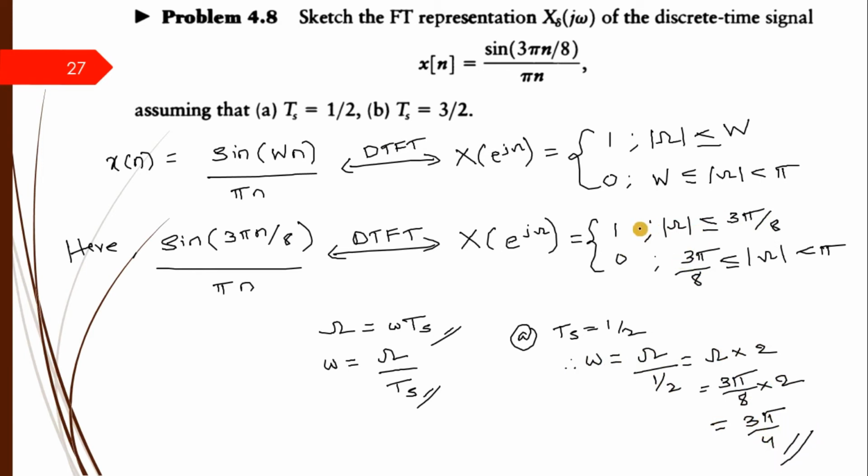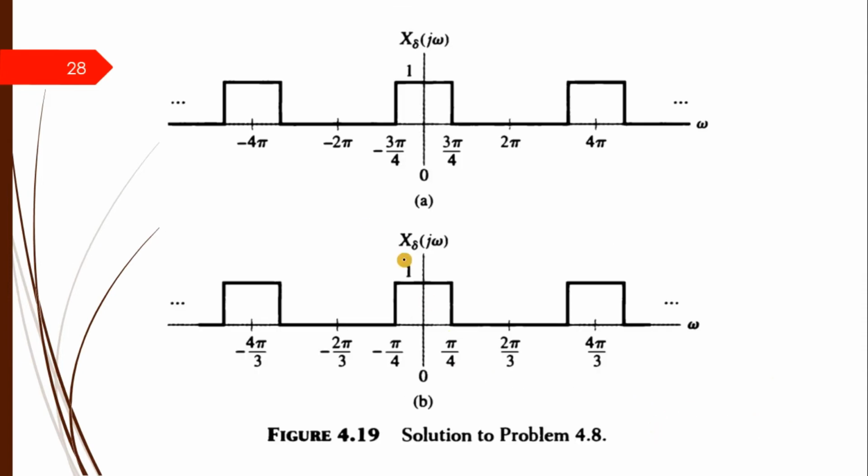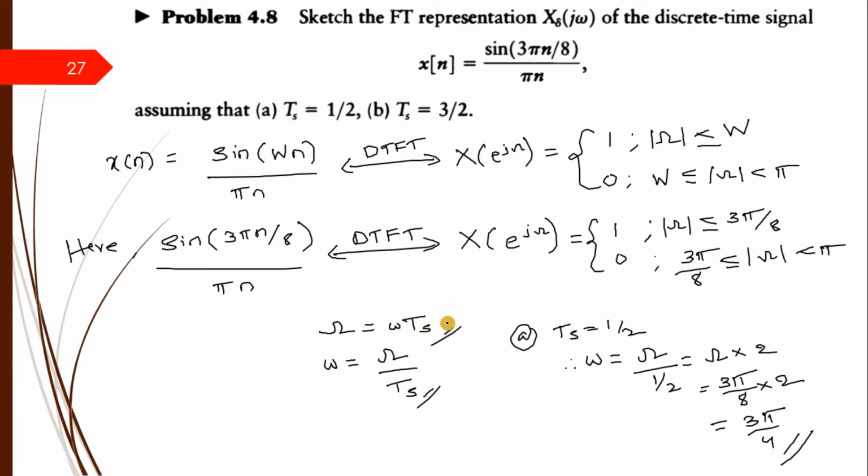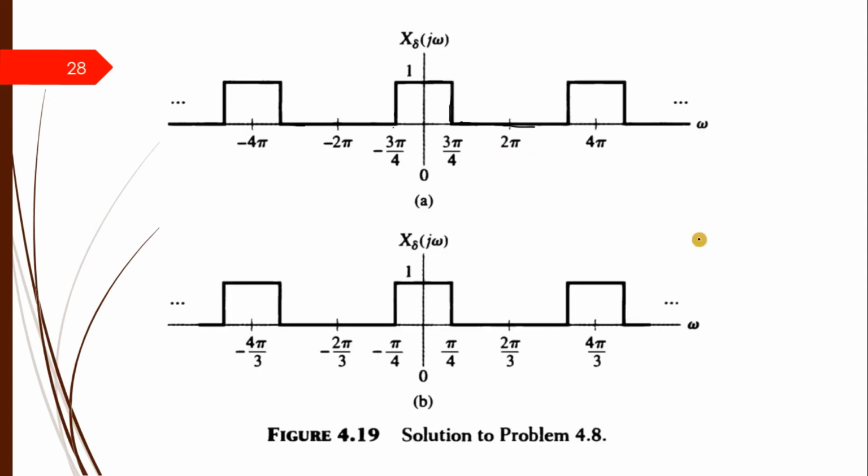So the rectangular pulse should be drawn such that it should stay 1 for omega less than or equal to 3 pi by 4, on negative side as well as positive side. So let me draw that. So here it is. From minus 3 pi by 4 to plus 3 pi by 4, it is 1, staying at 1. Rest everywhere it is 0. Correct? So similarly, the next question was Ts equal to 3 by 2.